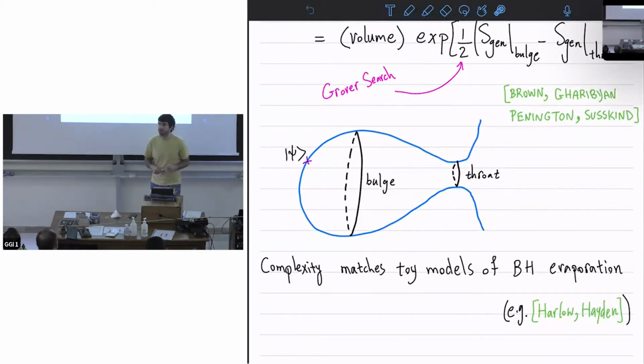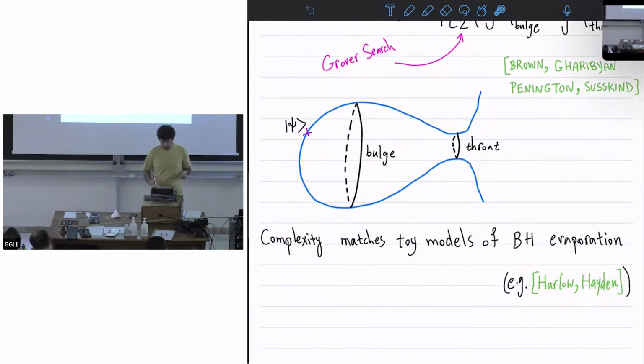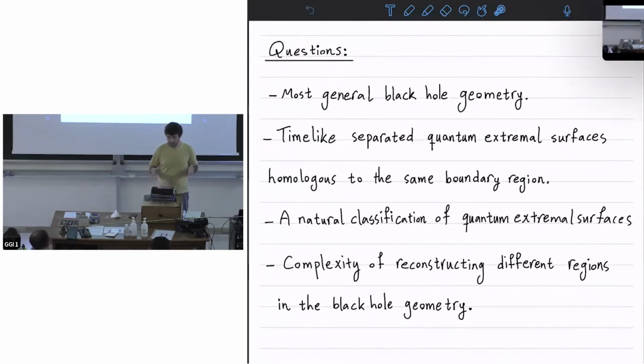So this is one example of a black hole geometry with multiple extremal surfaces. And what Nera, Jeff, and I would like to understand, or at least ask, is what's the most general possible black hole interior geometry in terms of the patterns of the quantum extremal surfaces involved? In particular, we want to understand if it's possible to have quantum extremal surfaces, let's say deep in the black hole interior, compact quantum extremal surfaces homologous to this whole boundary, that are time-like separated from each other, at least in part.